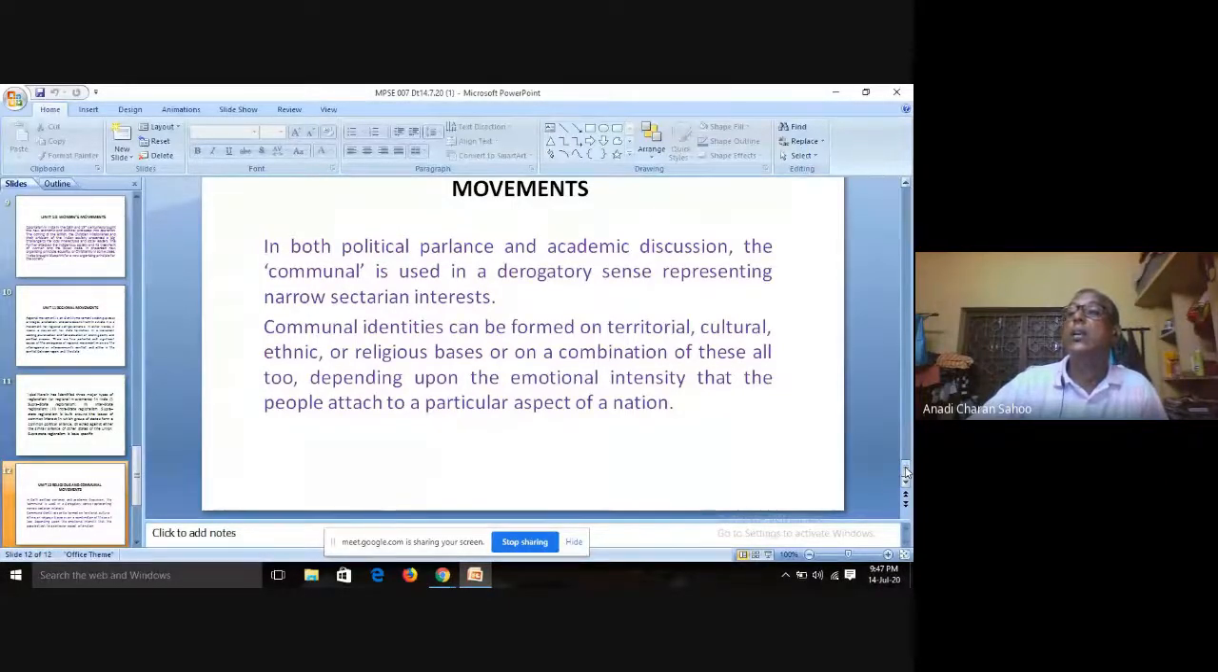Sikh religion and communal movements: we had already studied in the earlier units the Shiromani Akali Dal and the Shiromani Gurudwara Prabandhak Committee, two principal organizations which mobilized Sikhs on religious lines.